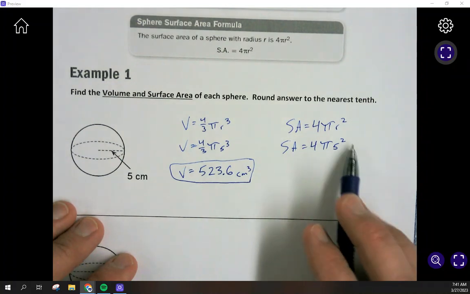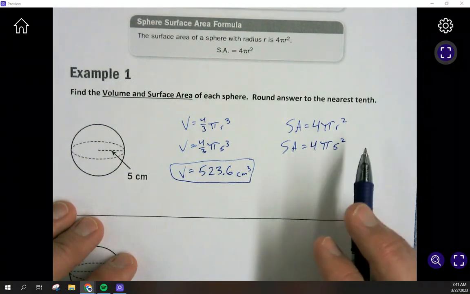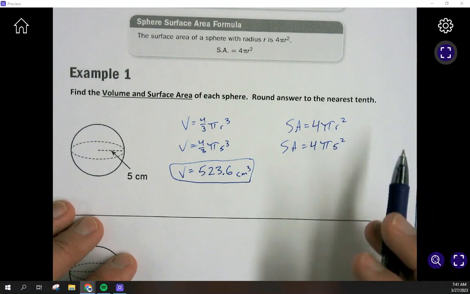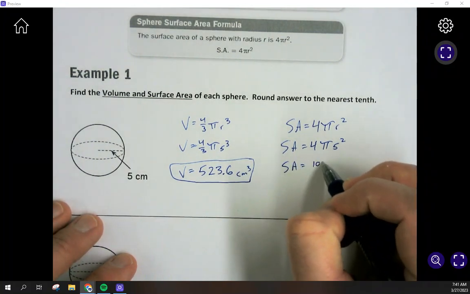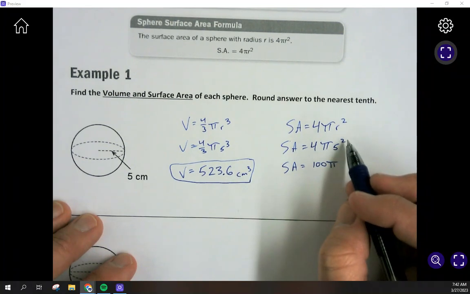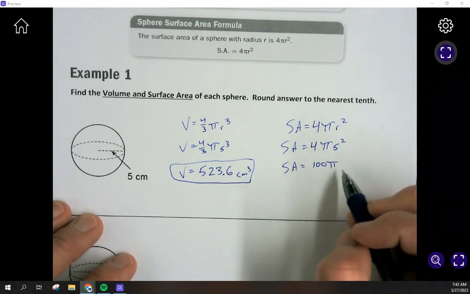Now you can see this would be 25 times 4. This would be 100 pi. So that's a nice answer. We could leave it as 100 pi. All right, 5 squared is 25, times 4 is 100.